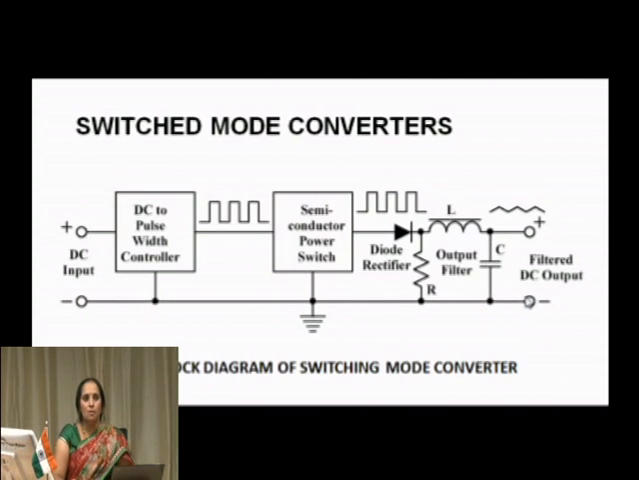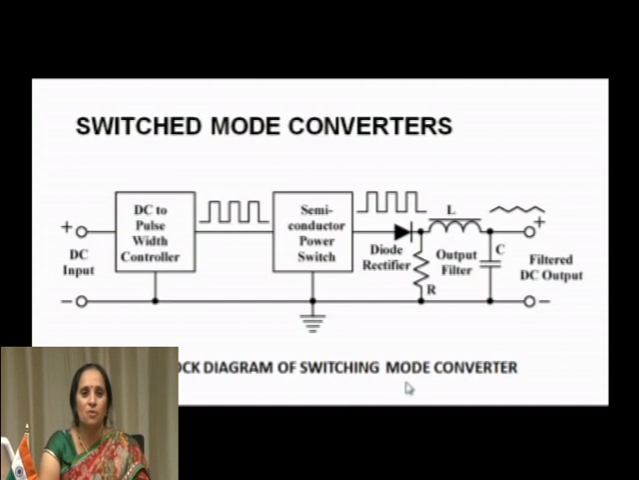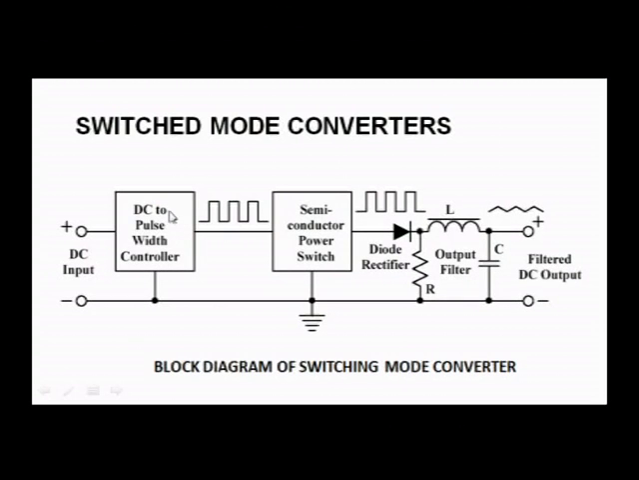So the block diagram of a switching mode converter, I have given a very simple block diagram. Here you could make out you are having a DC to pulse width controller, because pulse width modulation is the main thing. So the DC input I am giving, I am talking only about DC to DC. So pulse width control is there, you are having a train of pulses, then the switch comes into effect.